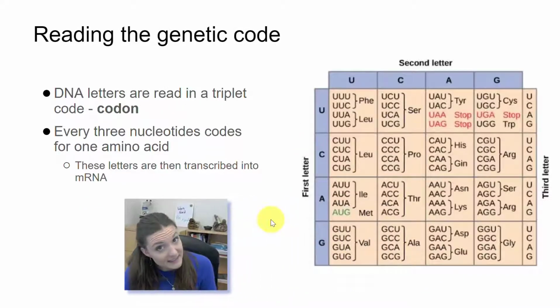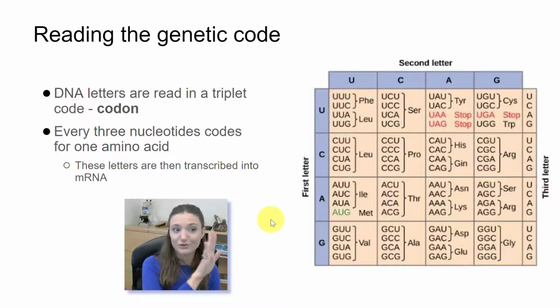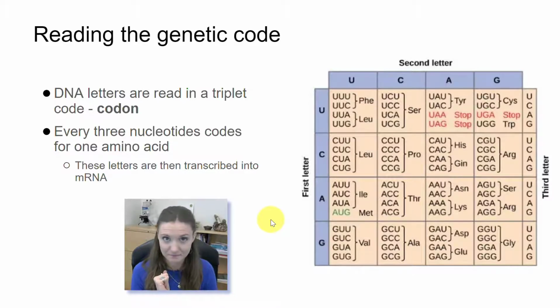So we've actually cracked this code of the codons. We read the genetic code in a triplet sequence, which again we call a codon. So every three bases is a codon that corresponds to one amino acid. So here's how we read this. The first letter in our codon is up here on this left-hand side. The second letter in our codon is up here along the top. And the third letter in our codon is down here along the right-hand side.